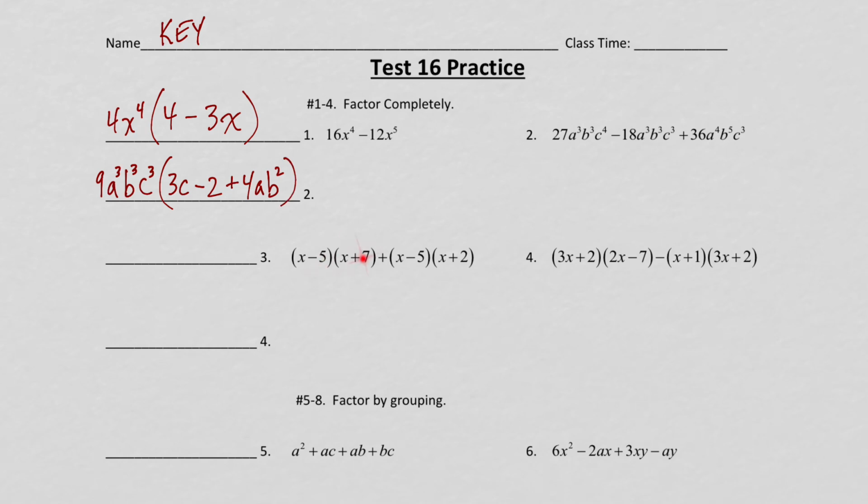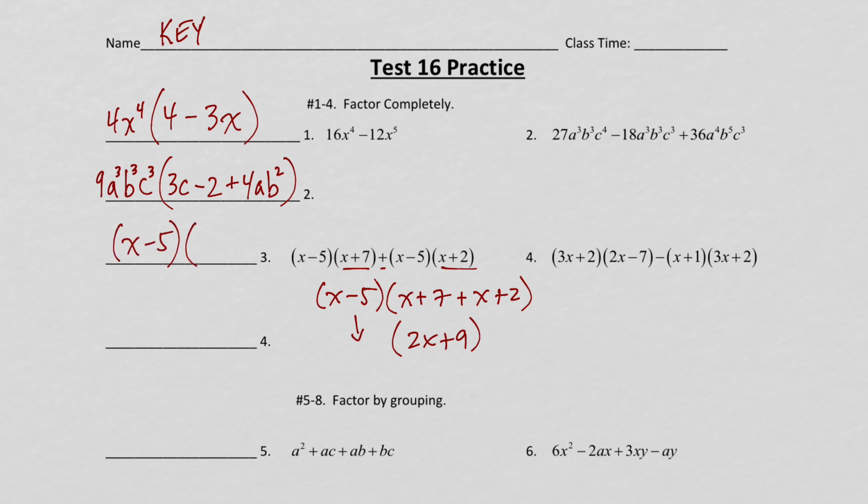Okay, here we have two terms. The common factor is x minus 5, so we'll pull that out, and then we're left with this plus this. So we're left with x plus 7 plus x plus 2. And this combines to 2x plus 9. So our answer is x minus 5 times 2x plus 9.